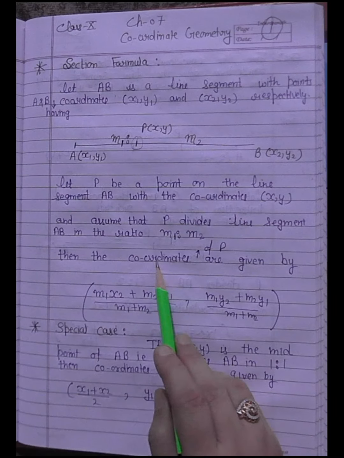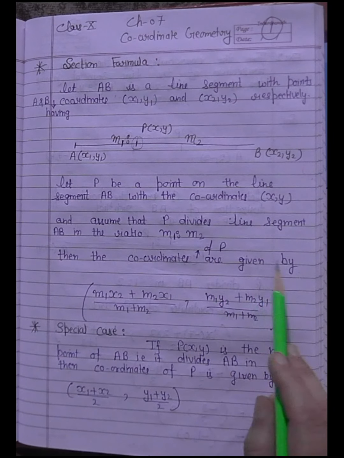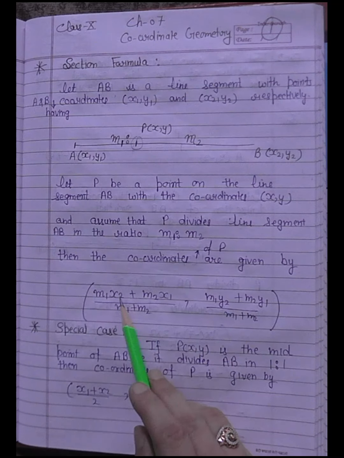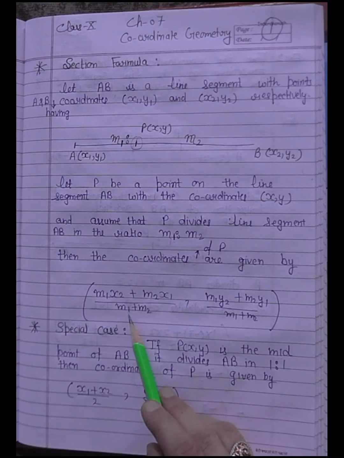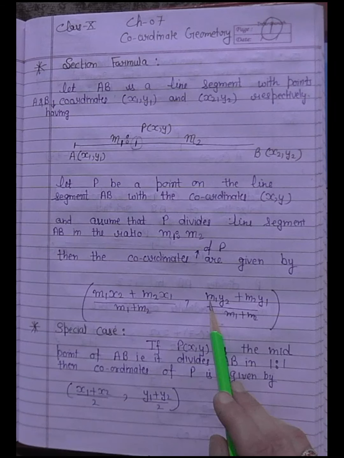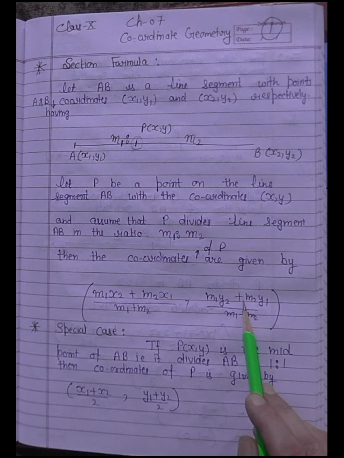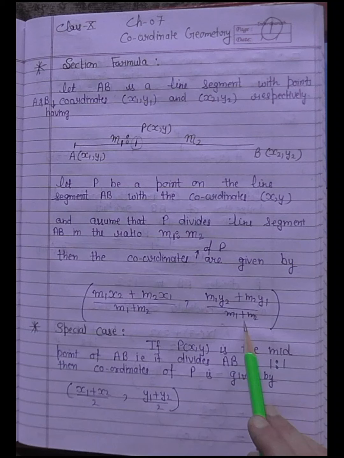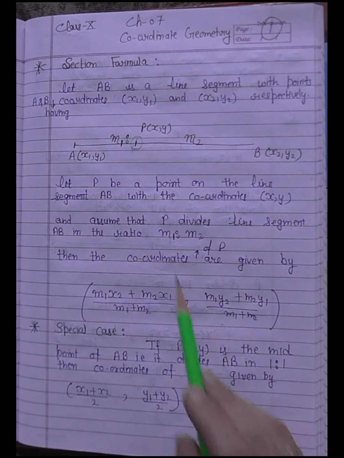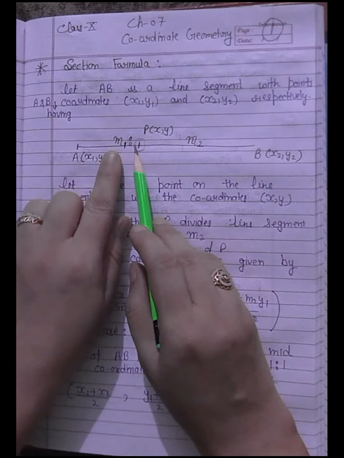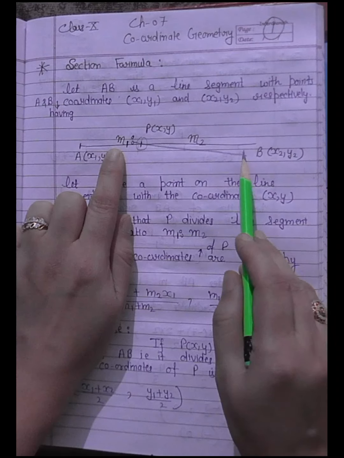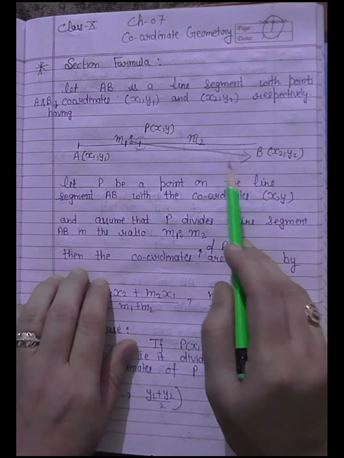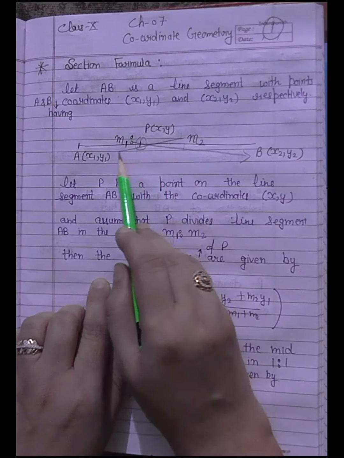Then the coordinates of P are given by (m1x2 plus m2x1) divided by (m1 plus m2) and (m1y2 plus m2y1) divided by (m1 plus m2). Actually, this is cross multiplied. m1 is multiplied by the coordinates of B and m2 is multiplied by the coordinates of A.